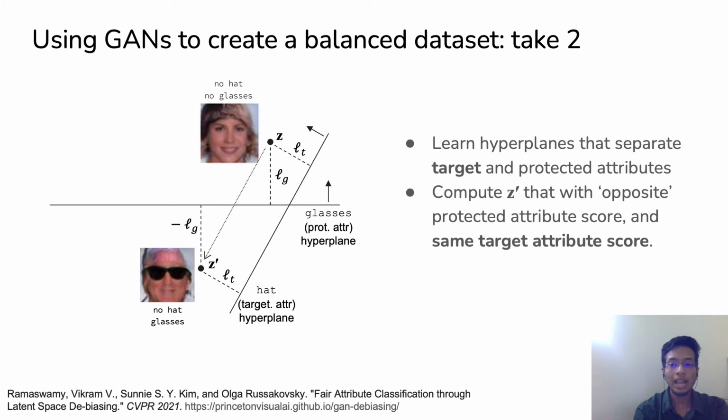Since we want to control the hat attribute as well as the glasses attribute, we now compute hyperplanes for both glasses and hats. Given these hyperplanes, we can now compute a hat score and a glasses score for every latent vector z. We can then compute a corresponding z prime that has the negative of the glasses score but the same hat score. The intuition here is that both z and z prime are either wearing hats or not wearing hats, and one of them is wearing glasses while the other one is not.